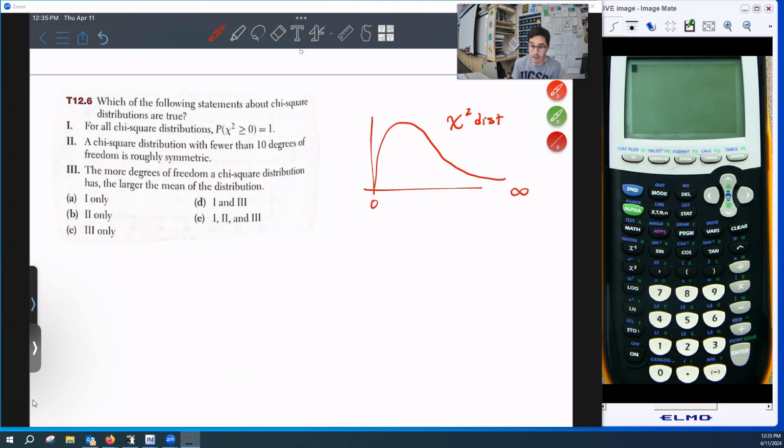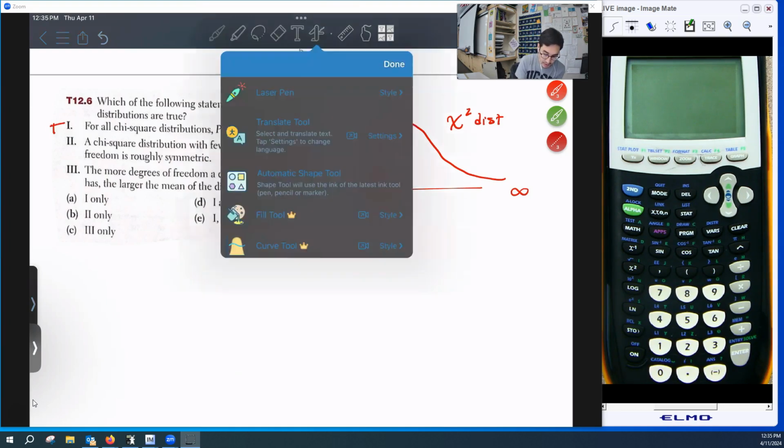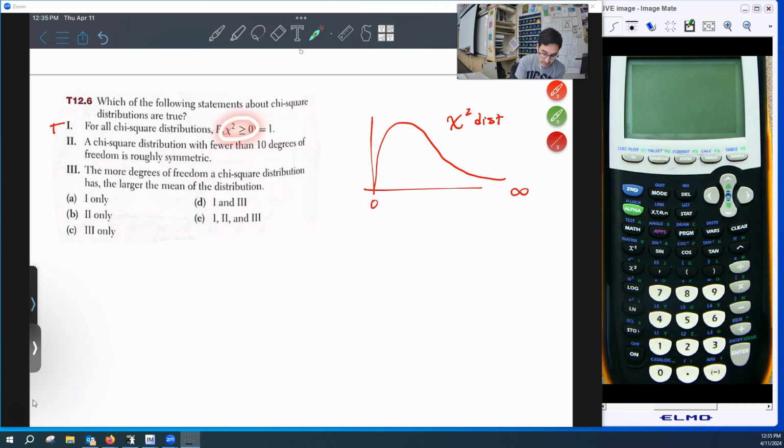So based on that alone, we know that statement 1 is true. The probability that the value will be positive is 1, because all the values in a chi-square distribution are positive. We know that statement 2 is false. It is not roughly symmetric. It's skewed to the right.